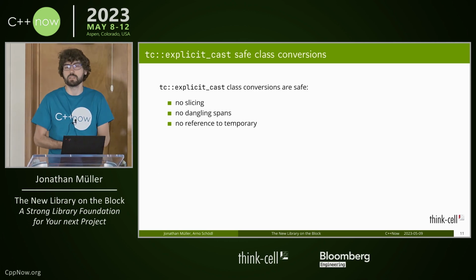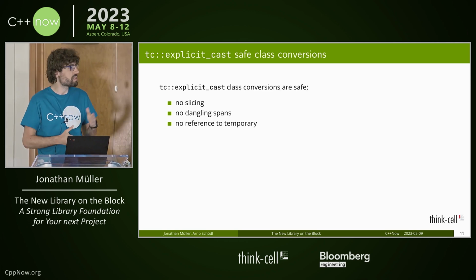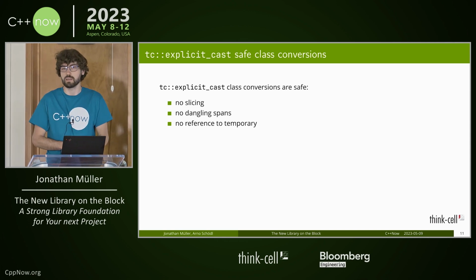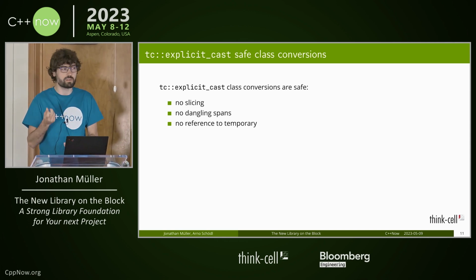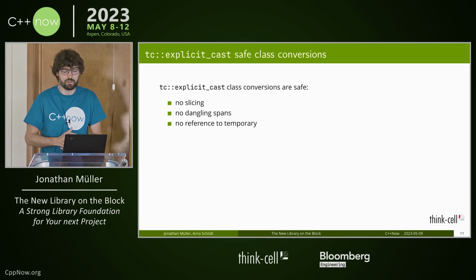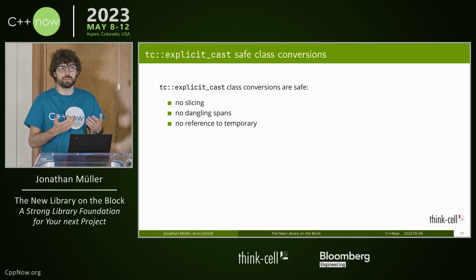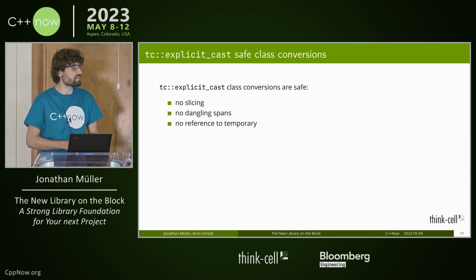Explicit cast is safe. So when you do a class conversion with explicit cast, we do not allow slicing. So you cannot use explicit cast to get from a derived class to a base. It doesn't allow you to, for example, create a dangling span using a similar concept as the borrowed ranges. So if you have an R-value thing, you cannot use explicit cast to convert that into a span. And likewise, in general, we do not allow reference to temporary.